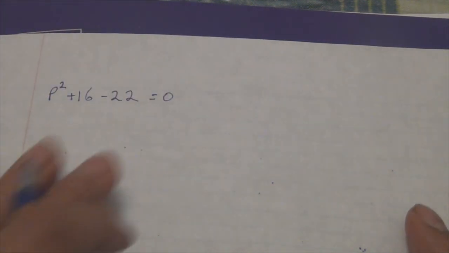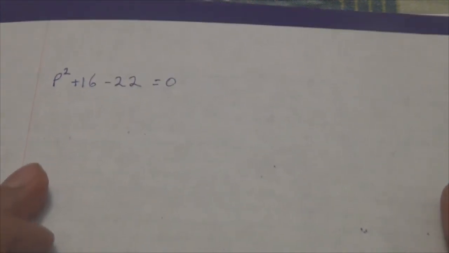P squared plus 16p minus 22 equals 0. Alright, so this one is already equal to 0, so we got that one. Now let's follow the steps. So move the constant, 16p. Okay, now we're talking.